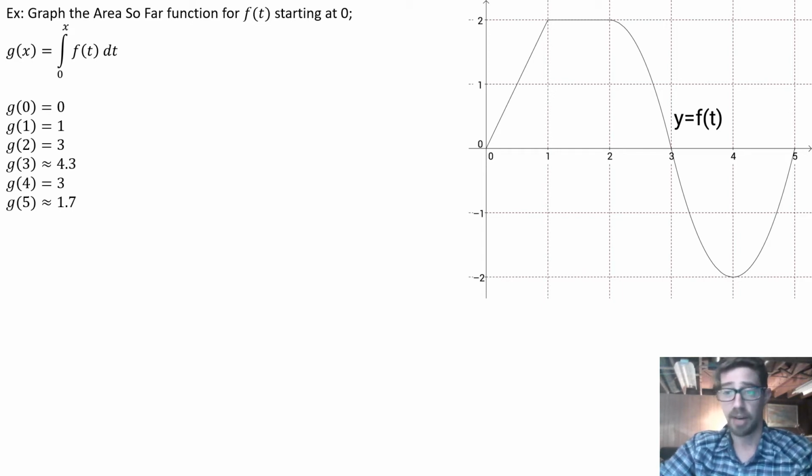Okay, that's an area-so-far function. That's how that works. The values of this function are given by cumulative areas under some totally different function. And obviously, f of t and g of x are related somehow, right? I wouldn't be doing all this if they weren't. So let's look at them.